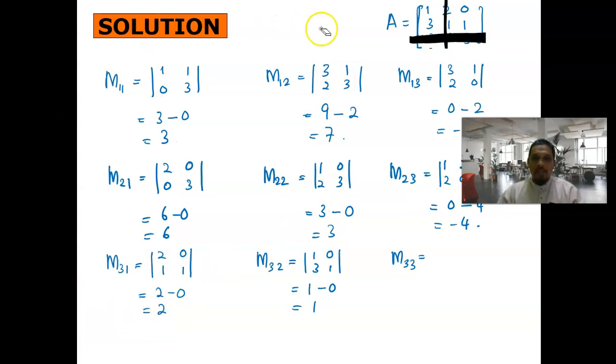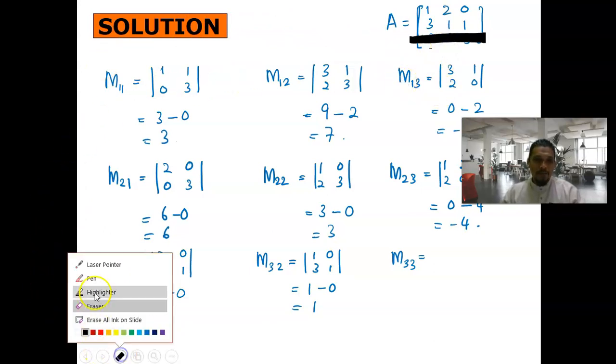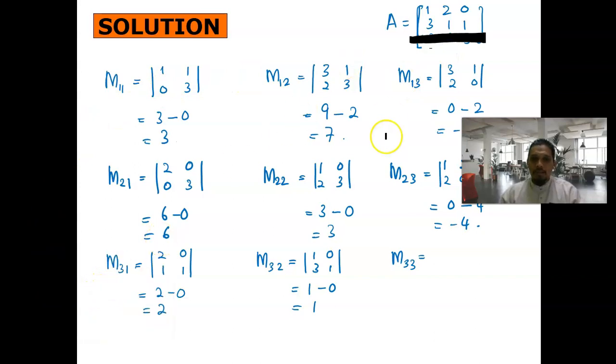And erase this, and highlight for minor 3, 3: hide the element in row 3 and column 3. So what's left here now? We've got 1, 2, 3, 1. So 1 times 1 equals 1, minus 2 times 3 equals 6. So 1 minus 6 equals negative 5.